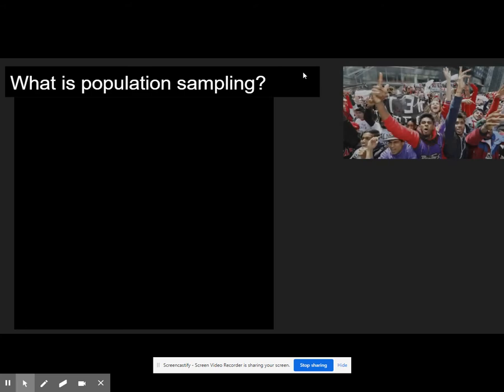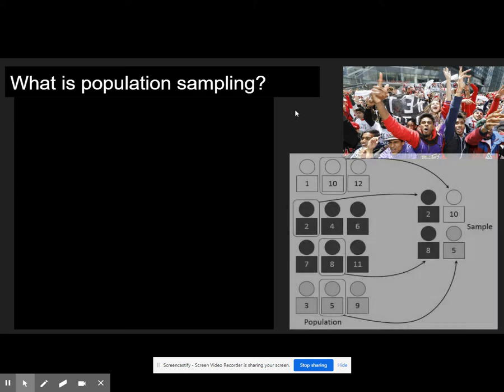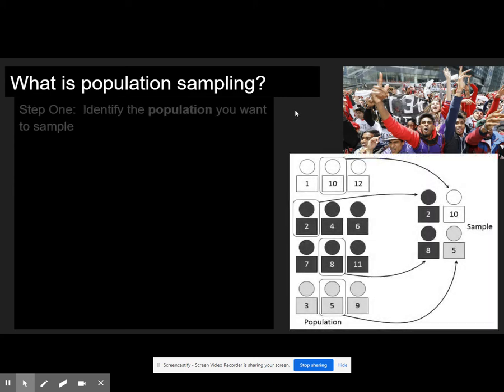So let's look here. This is a photograph taken outside of the Toronto Raptors arena. Right? So these are a lot of fans at the arena. So let's say that we wanted to find something out, we wanted to create a survey for Raptor fans, perhaps about the type of gear that they would like to purchase. So what we have to do is very formulaic. So the first thing that we have to do is identify the population we want to sample.